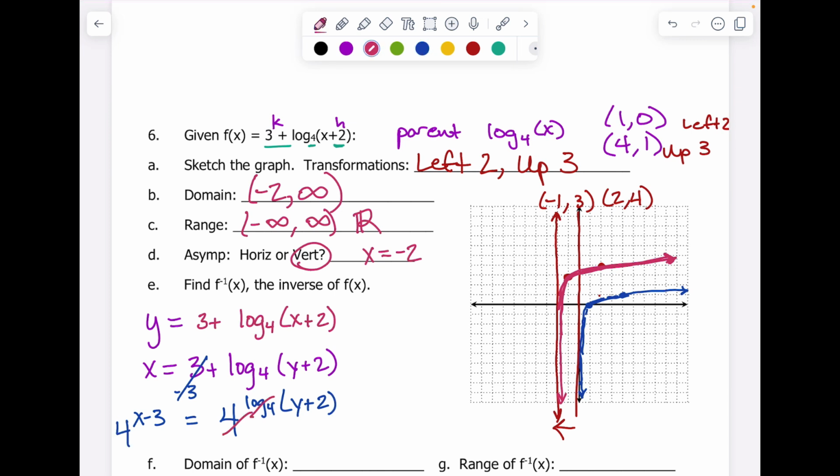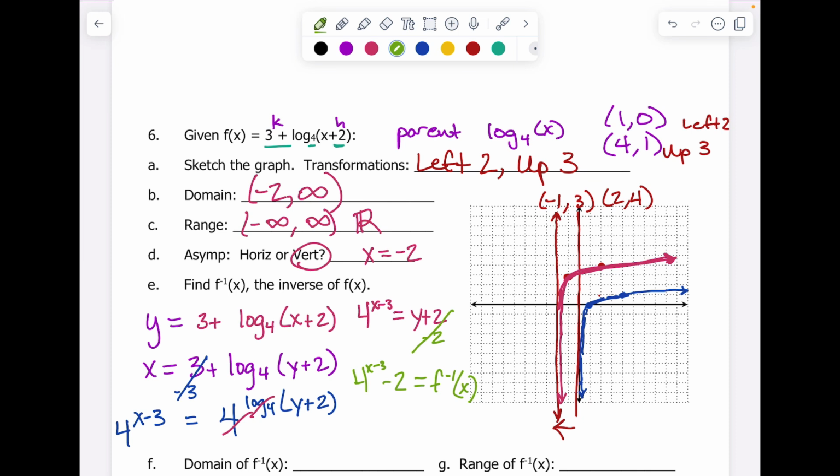Those will cancel, and it will leave me 4^x minus 3 equals y plus 2. And then my final step is going to be subtract 2 from both sides. And that is my inverse function of x. And now I want to actually graph that one.